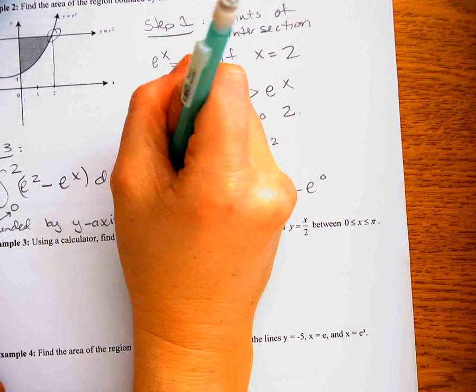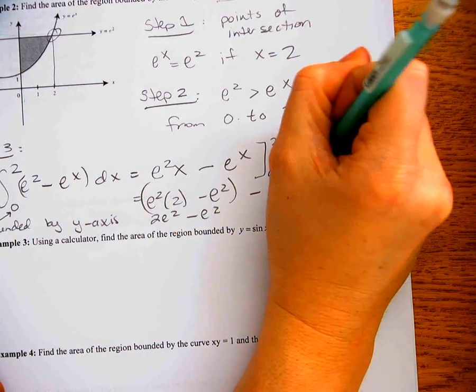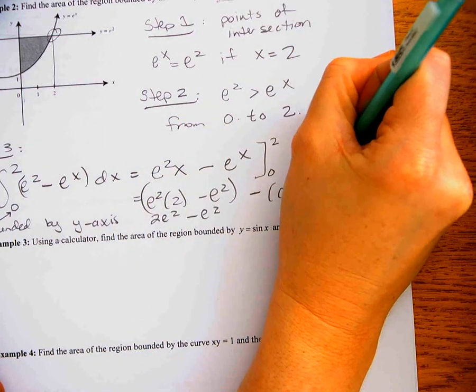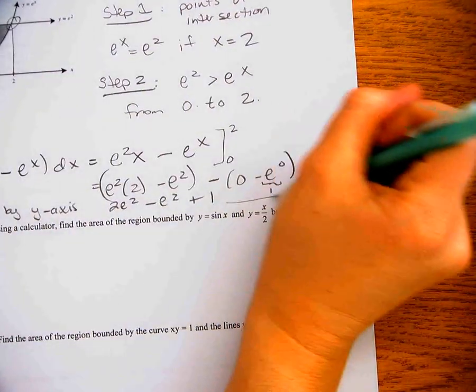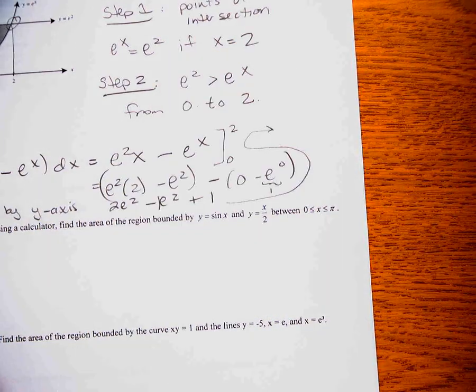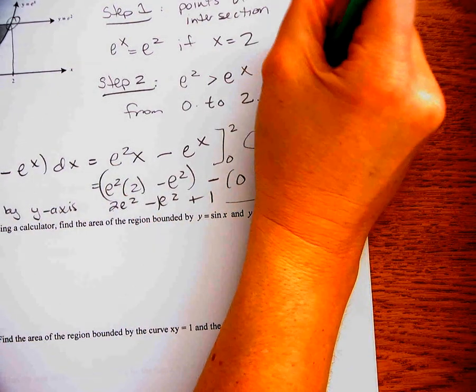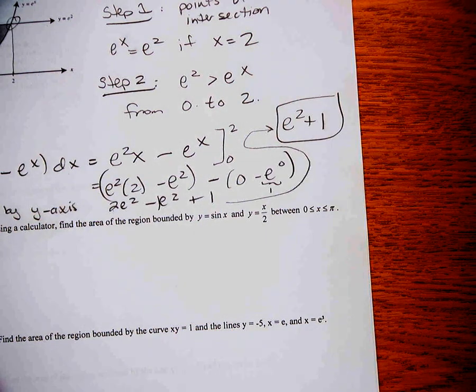So this here would just be 2e squared minus e squared. And then this would be negative 1, so it becomes plus 1. So let me just bring this up here. So 2e squared minus 1e squared, that's just e squared, and then plus 1. That would be our final answer.